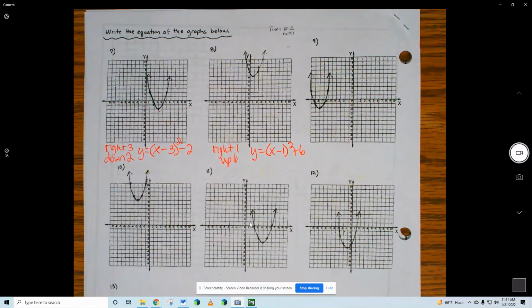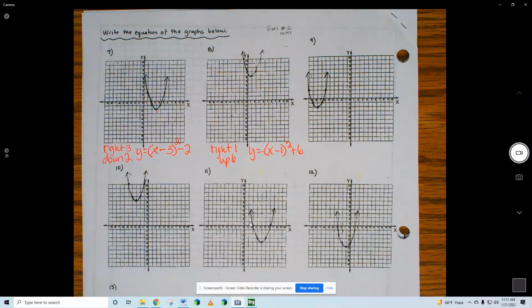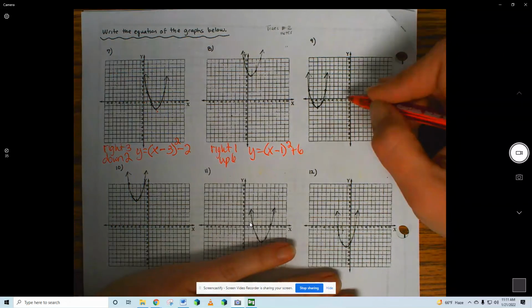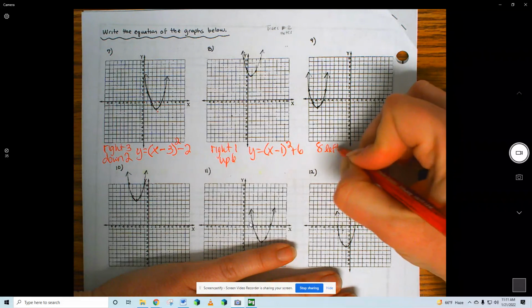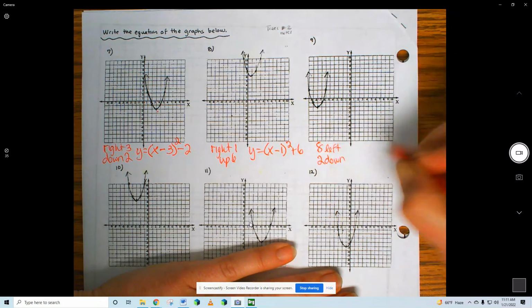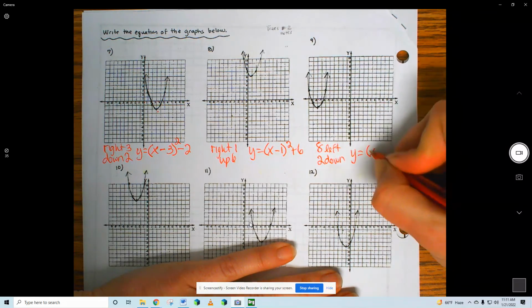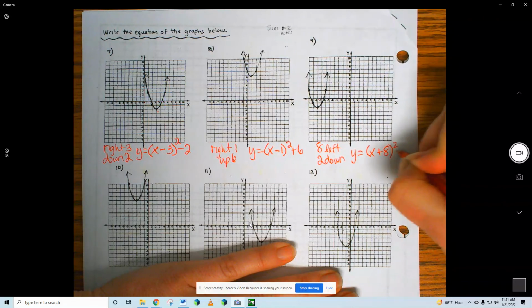Number 9. Let me do 9. I have 1 minute. 8 left, 2 down. Y equals (x plus 8) squared minus 2.